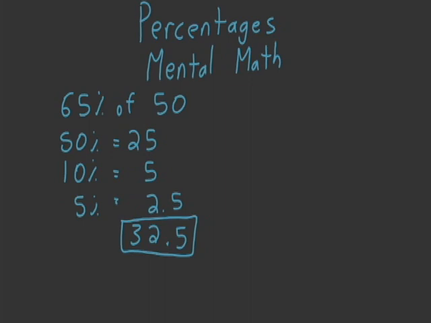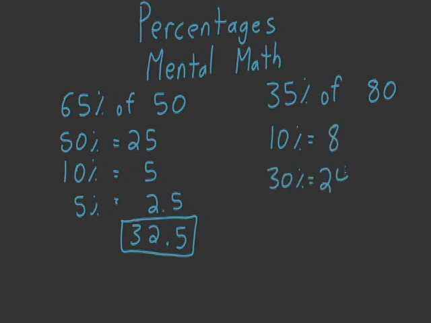Same thing, if we wanted to find 35% of a number, 35% of 80, we'd find 10% first and multiply it by 3. So 10% of 80, move the decimal place value over 1, ends up giving us 8. Multiply that by 3, ends up giving us 24. And then 5% is half of 10%, so we get 4. And we add those together, and we end up with 28.